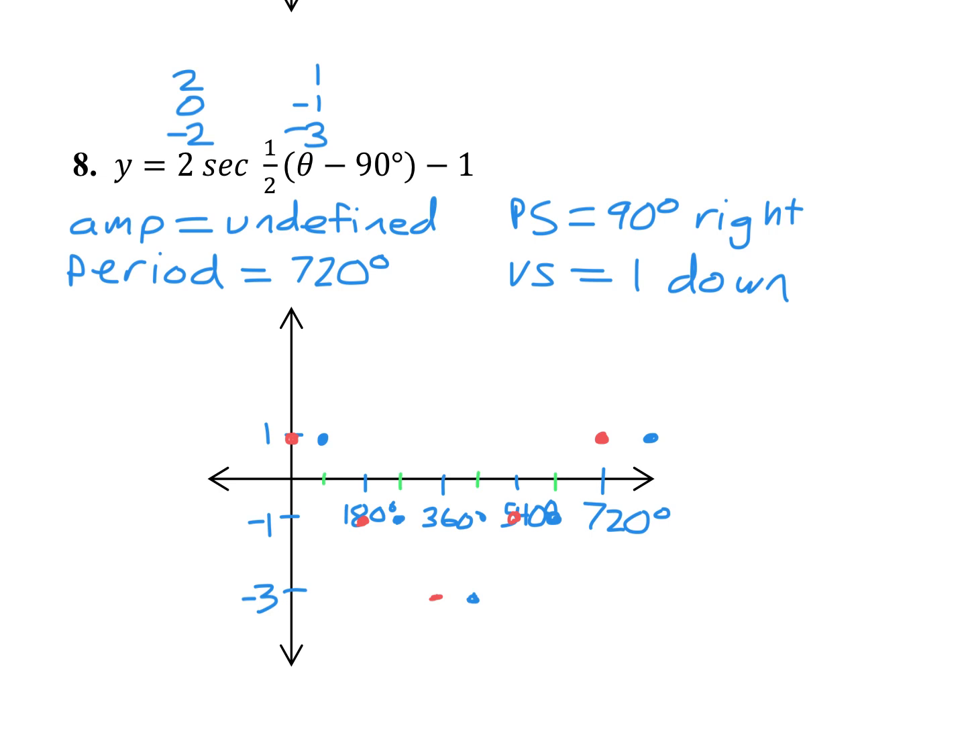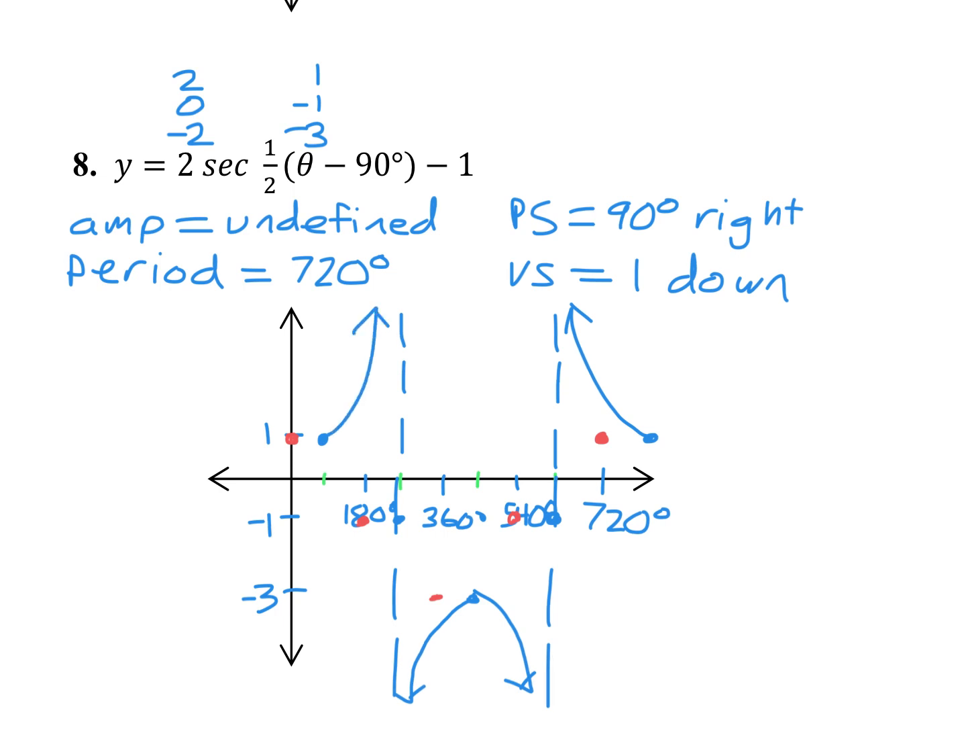Right, whenever we're at the middle level, that is an asymptote. And then we make our parabolas. We'll make half a parabola here and another half on this side. And that does it for 12.8.